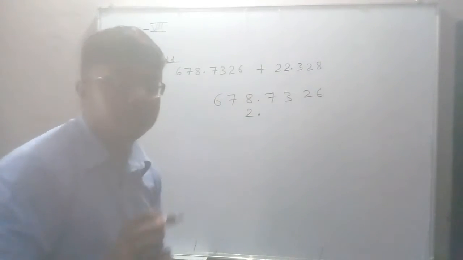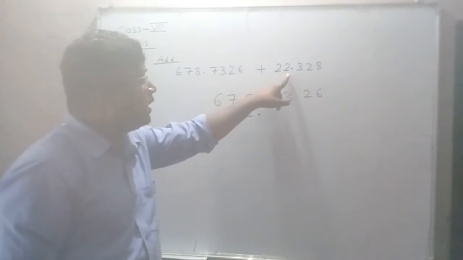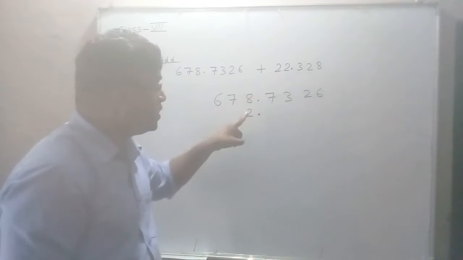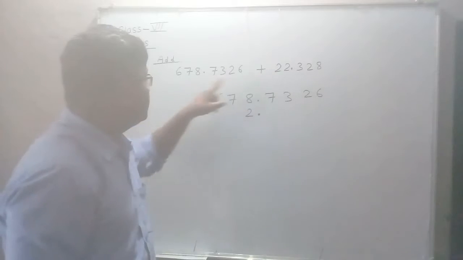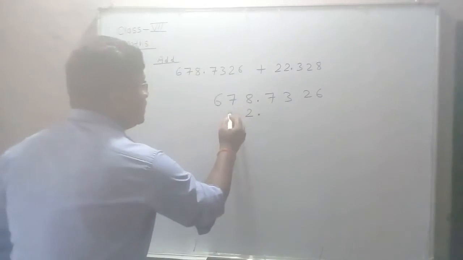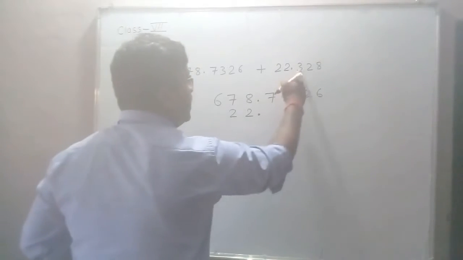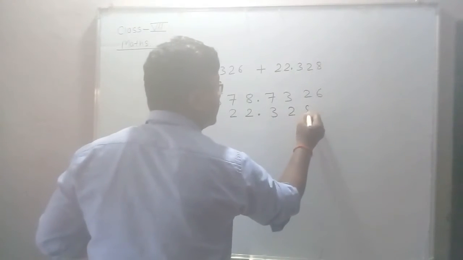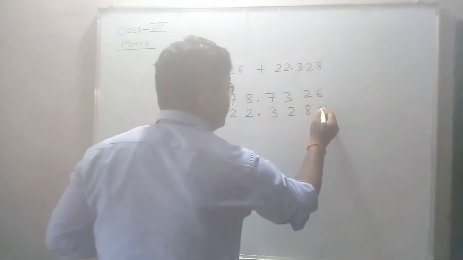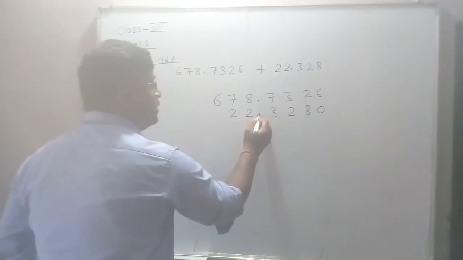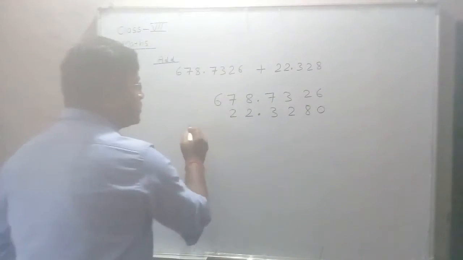What you have to follow here is that the number in the ones place and the number in the ones place here must be together. Similarly, the tens place, according to their place value you have to place the numbers. Here you have 3, 2, 8. Here is nothing, so at the end you can take 0, because it is after the decimal. You can write any number of zeros here. Now let's add it.